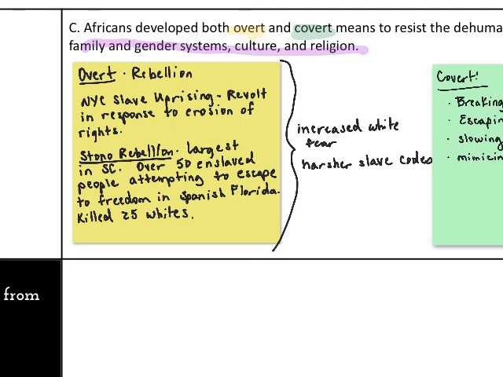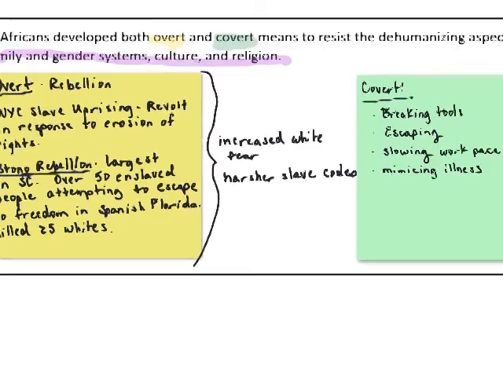The result of both of these, or any other rebellion that would happen, is this increased fear among the white population that these slave revolts and these slave rebellions would happen and cause death and destruction in the white community. So in response to that, or to try and control that, they would pass increasingly harsh slave codes.